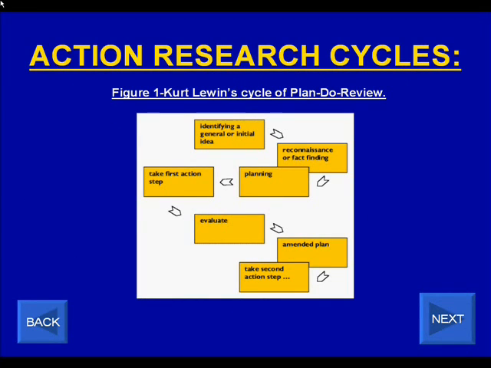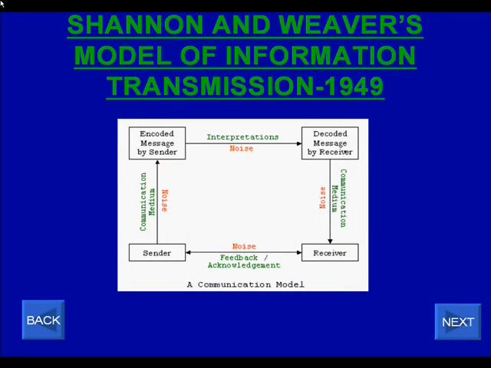This is an action research cycle that I'm going to do. It's Kurt Lewin's Plan, Do, and Review. The first model of information transmission was developed by Shannon and Weaver in 1949. It is purely linear. The noise they refer to is white noise because their work was in radio transmissions.